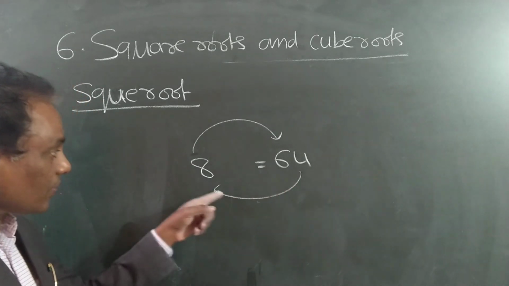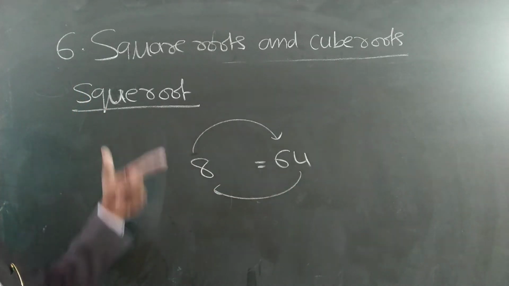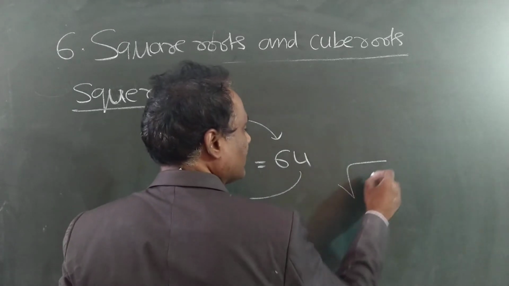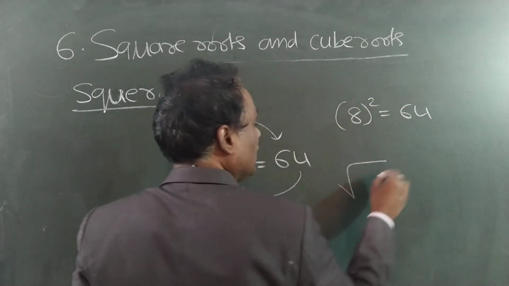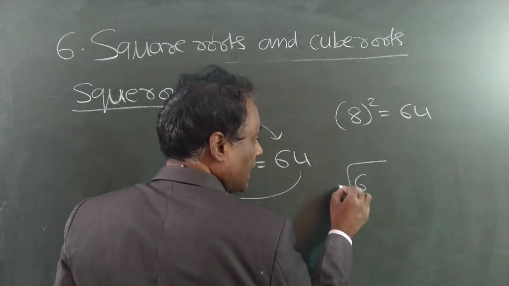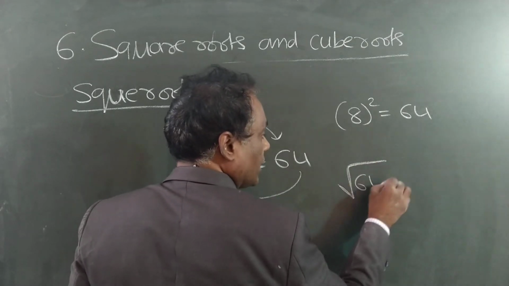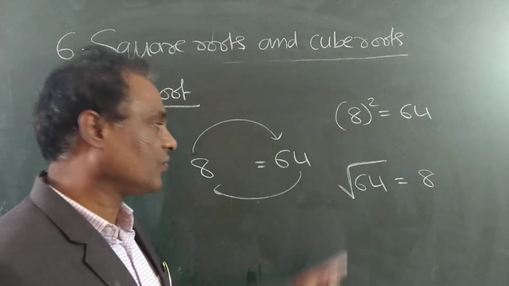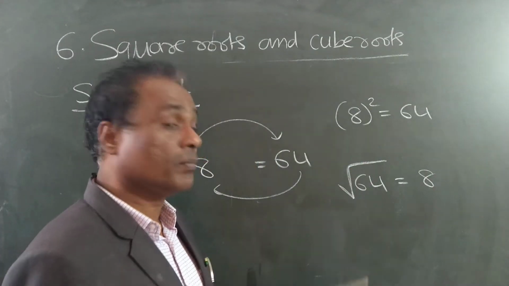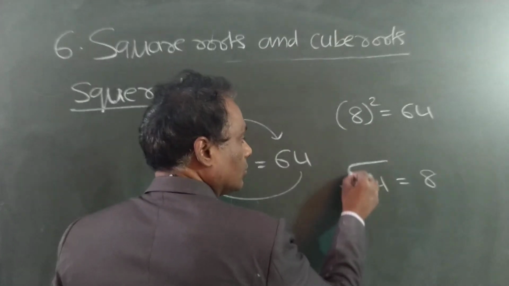So this reverse process is called square root. The symbol for the square root is like this. The square symbol you know: 8 square is 64. This is the symbol for square root. Square root of 64 is how much? 8. How we have to find it, I will explain. So this is the symbol for square root.